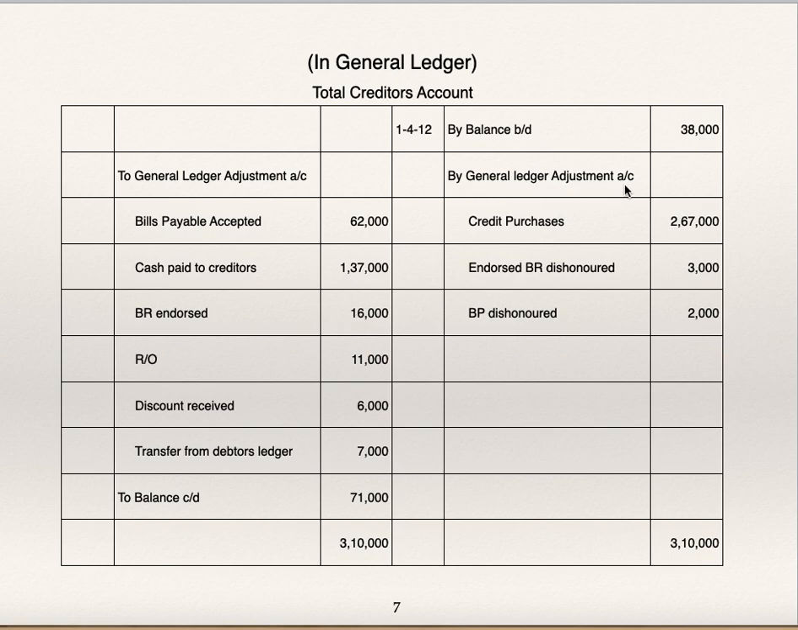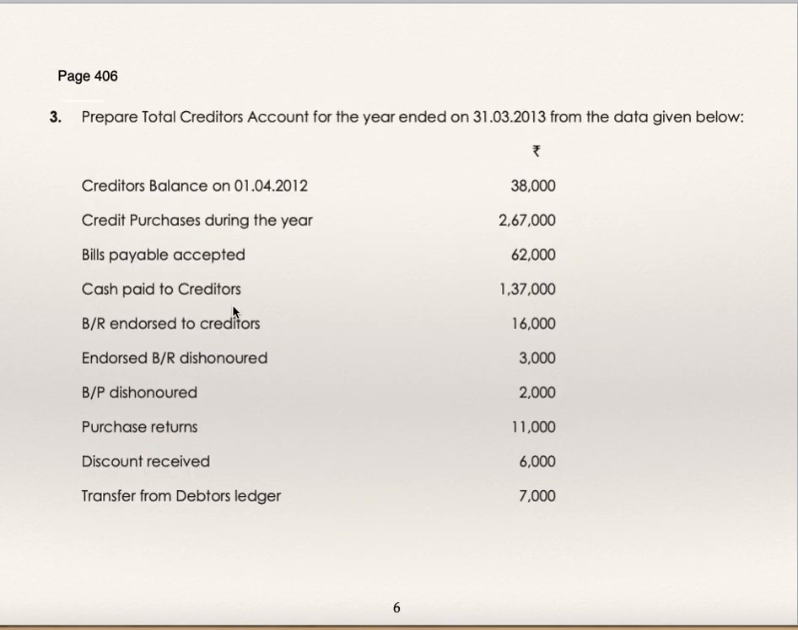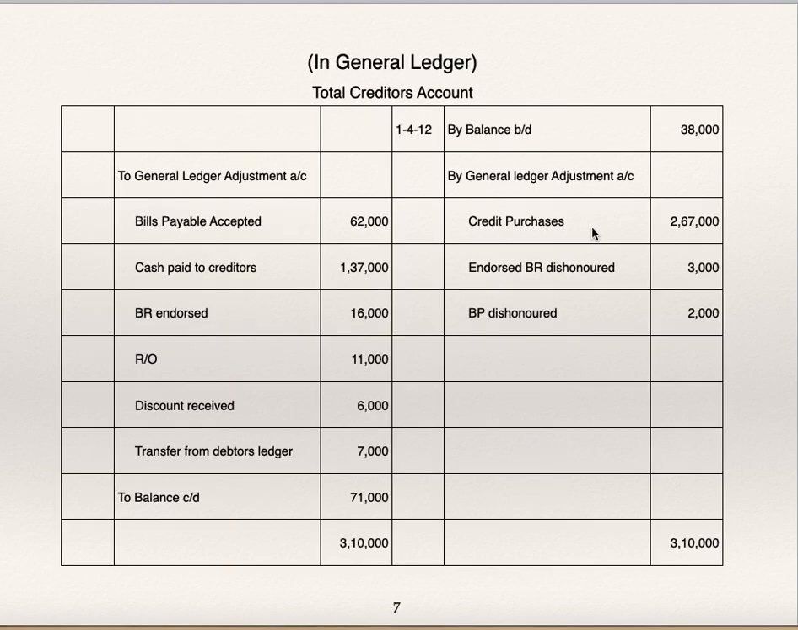Then give heading by general ledger adjustment account and to general ledger adjustment account, because various dates are not given. So for each and every transaction, instead of giving the date, you can give the heading and give subheads below that. Credit purchases during the year 2,67,000. Journal entry for this is purchases account debit to creditors. So creditors account credit side 2,67,000.